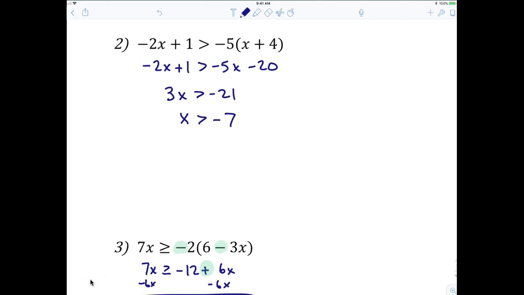Now, please don't forget that I know it says graph, but really I'm interested in interval notation. I'd like you to start by making sure you see the numbers accurately. So if x is greater than negative 7, in interval notation we would just say it's what? Everybody happy with that? Easy, right?